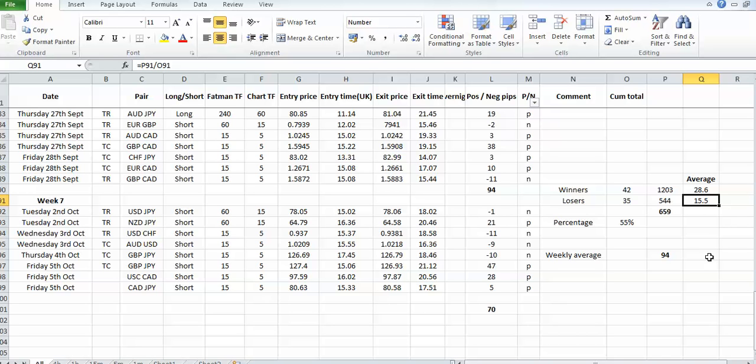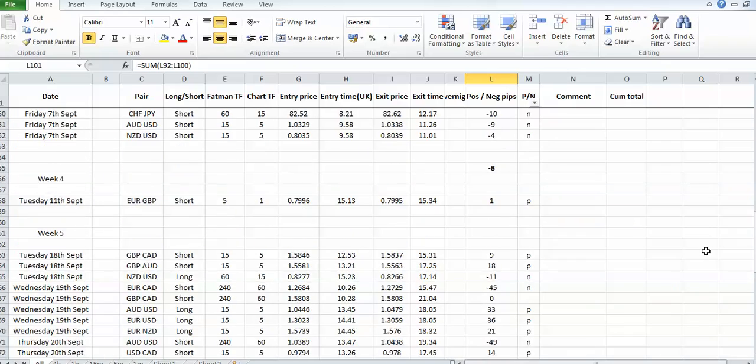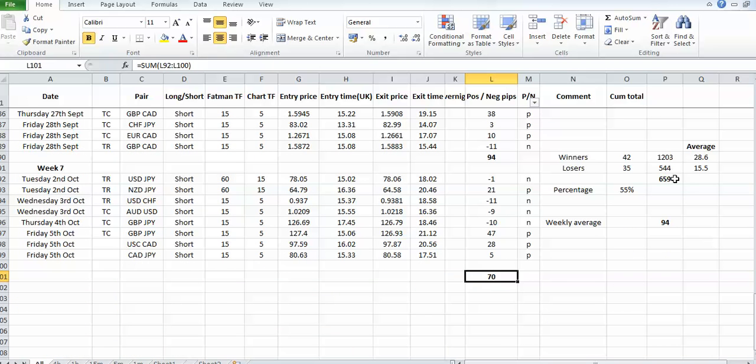Now if I keep my averages at that kind of ratio, and I keep my winning ratio at around about 50-50, I'm always going to make profit consistently. So we ended up with 70 pips profit at the end of week 7. We've had one losing week so far out of the 7, and so far we've made 659 pips, and that's an average of 94 pips per week.